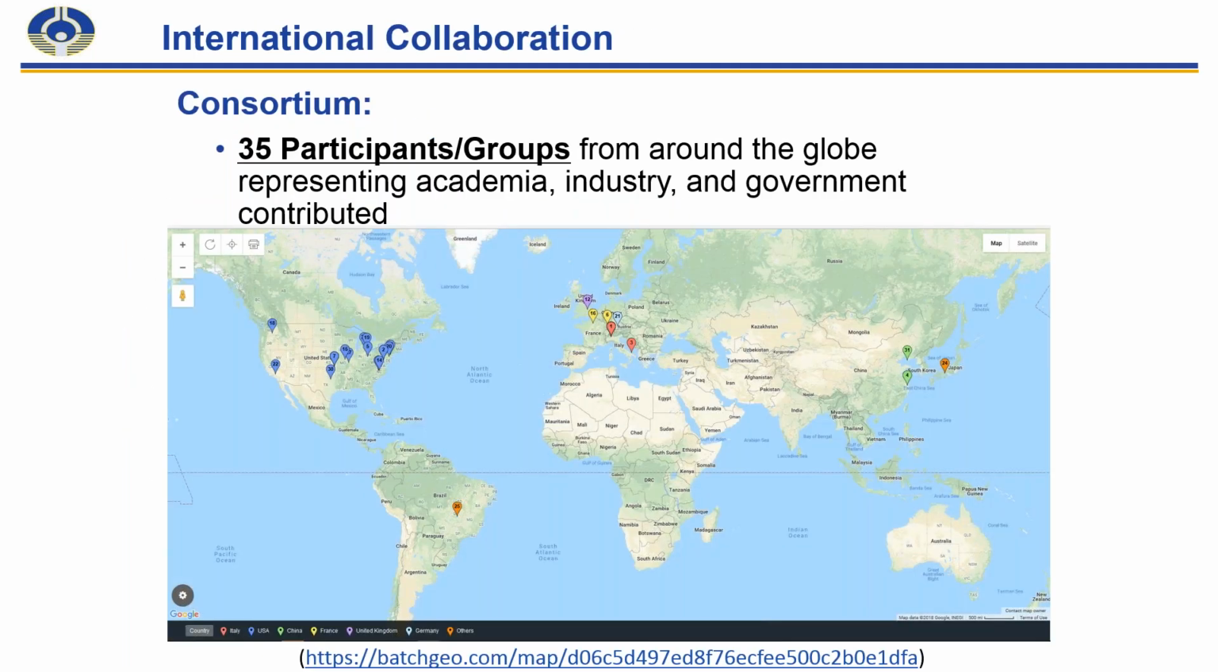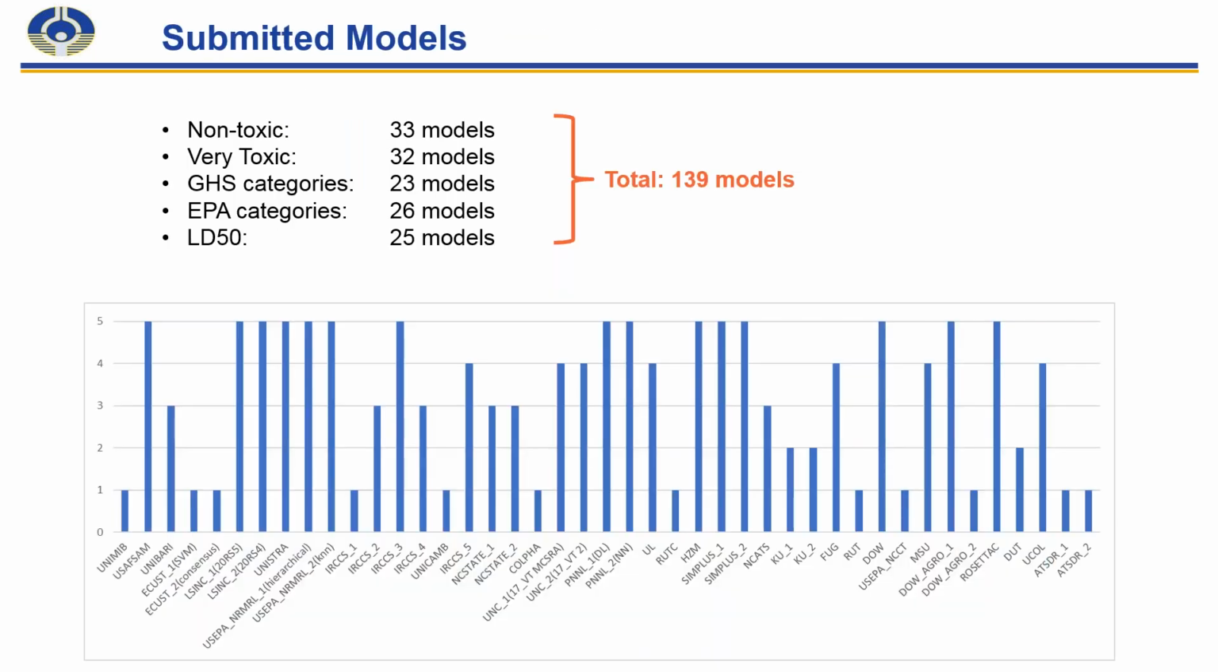So we had 35 different groups participating from around the world. So you can see a map here of all the different locales. So obviously very heavy representation from the US and Europe, but we also had some from South America and from Asia as well. And we had representation from various sectors covering academia, industry, government, etc. In total, we received 139 models from the 35 different groups. And that's because we didn't really set any restrictions. We just said, if you want to participate in this global collaboration, you just have to submit at least one model.